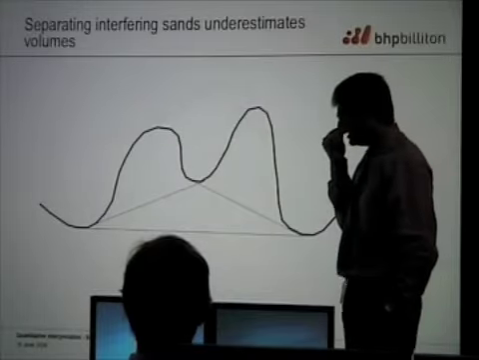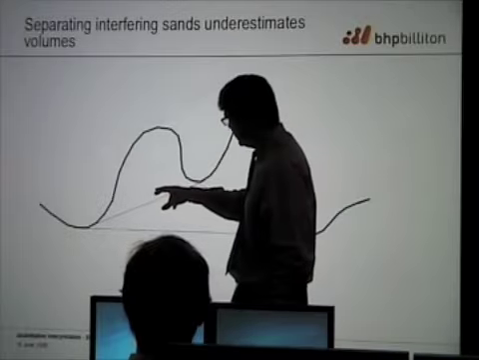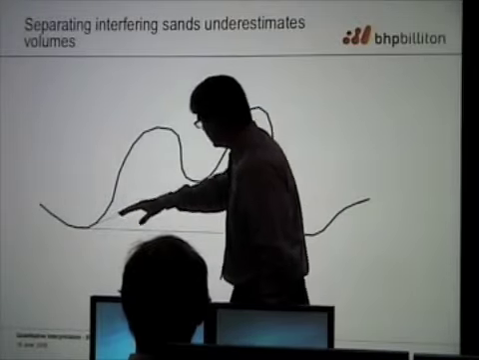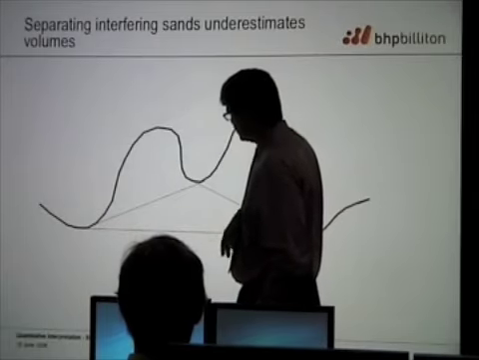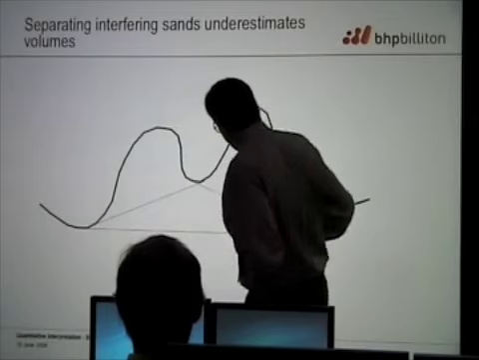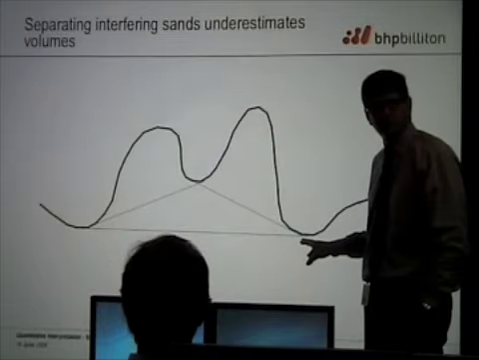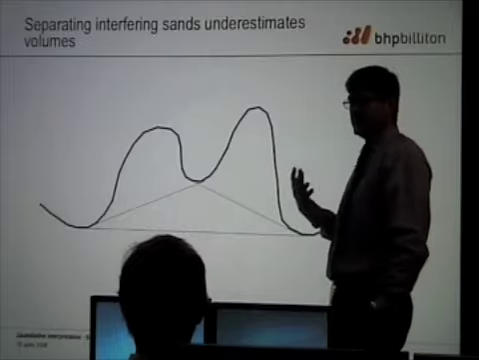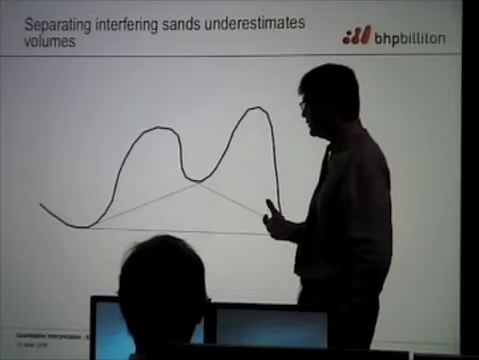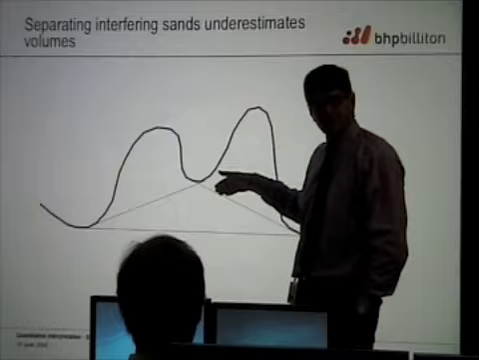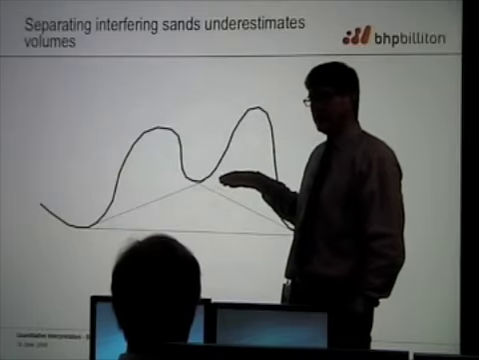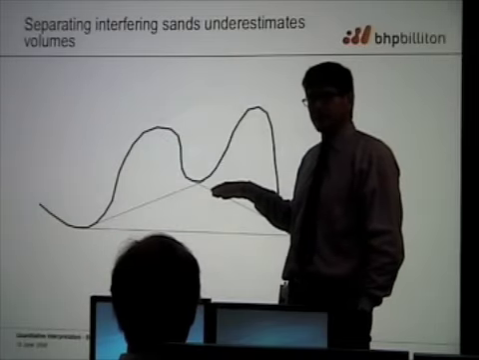Well, one thing to be careful of is that the secant area of this plus this, which is going to be this area plus this area, does not equal the secant area of the whole complex, okay? So whenever you have two sands that are interfering with each other, note that if you try to separate them, you're going to underestimate the sand, okay?